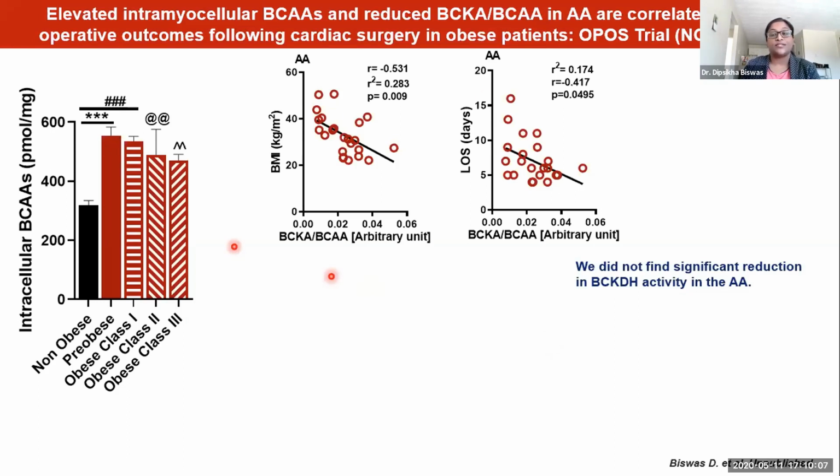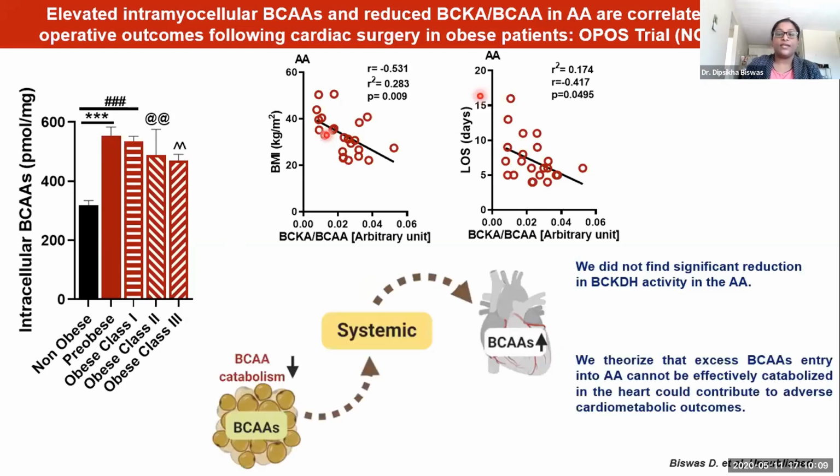So together we theorize that the reduced BCAA catabolism within the subcutaneous adipose tissue might result in shunting of excess BCAAs towards the heart for oxidation. However, the excess BCAA entry into the heart cannot be effectively catabolized by the enzymes within the atrial appendage, and that could contribute to the adverse outcomes.